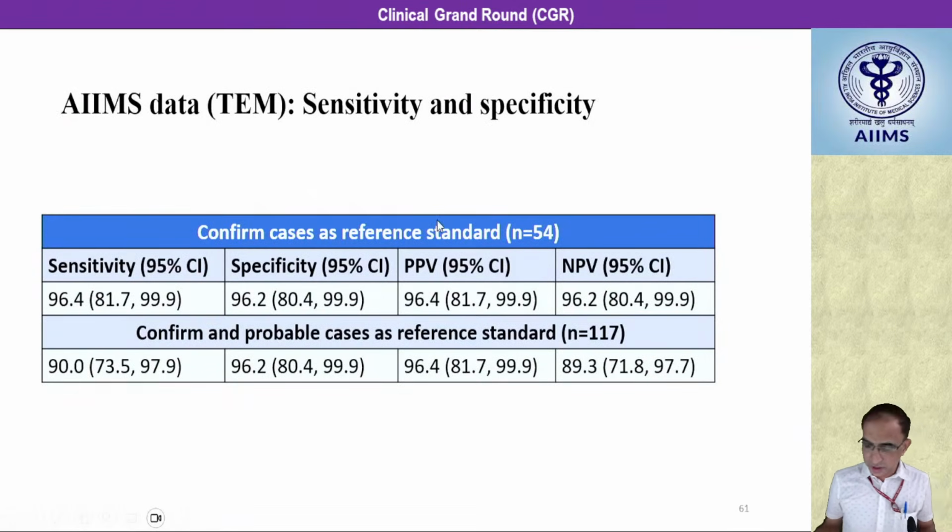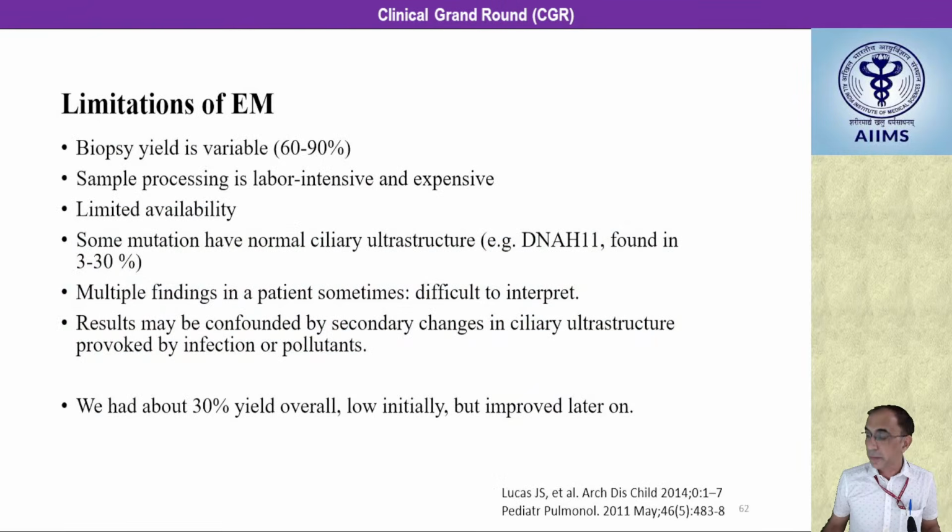And regarding sensitivity and specificity, because it is one of the oldest tests in the past, we have very good sensitivity and specificity for this. But there are some certain limitations. One is the biopsy yield. In the literature, it is reported 60 to 90% in very good centers. And as mentioned previously, it is a very labor intensive and expensive procedure with limited availability. I think we are mainly doing only this EM for PCD patients in India.